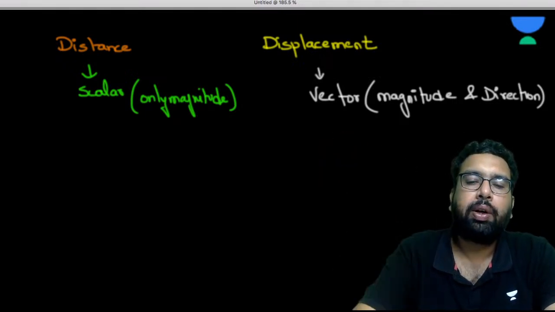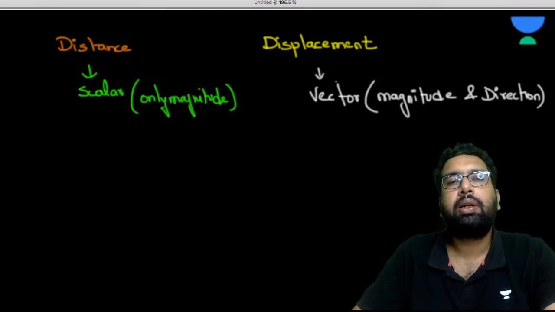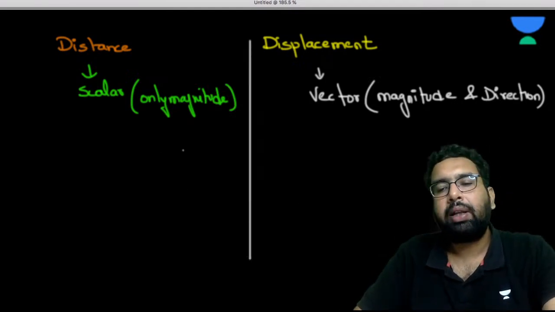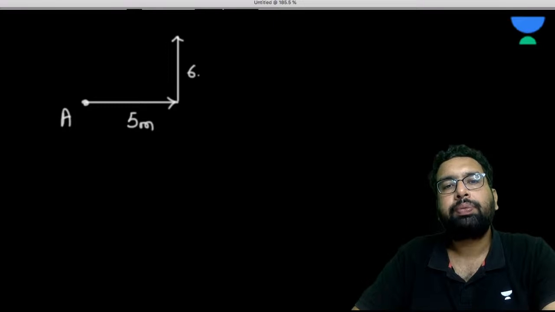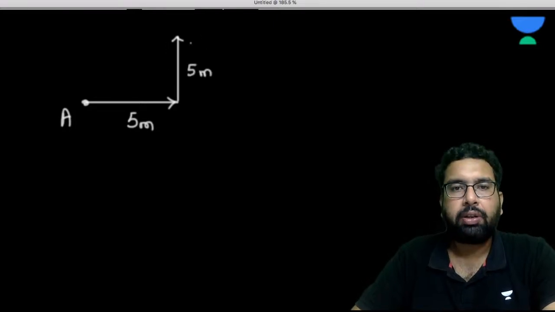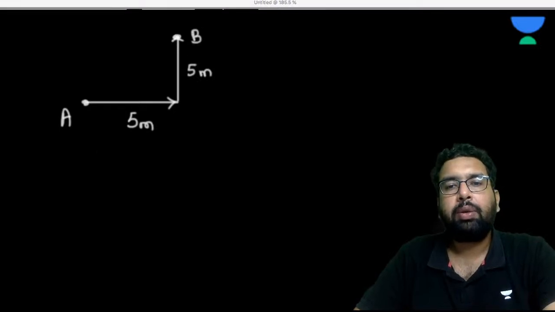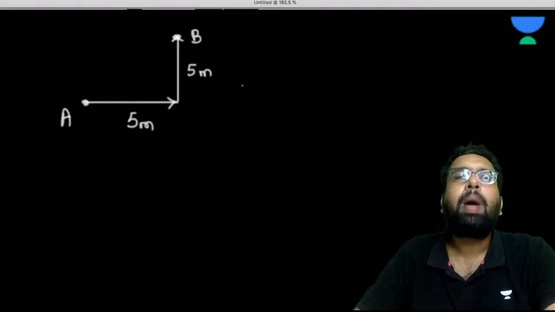For example, see what is the displacement and what is the distance. Let's suppose that someone has started moving from this point A, moves 5 meter east, and then moves 5 meter north, and reaches this point B. So what is the distance basically? It is the actual path followed by any particular object, particle, man, woman, anything.